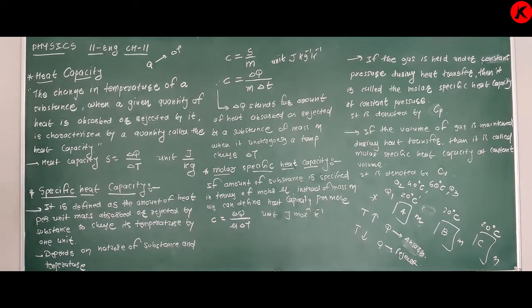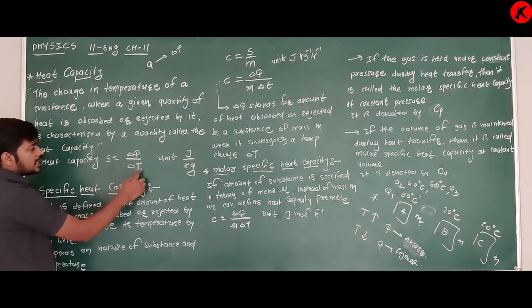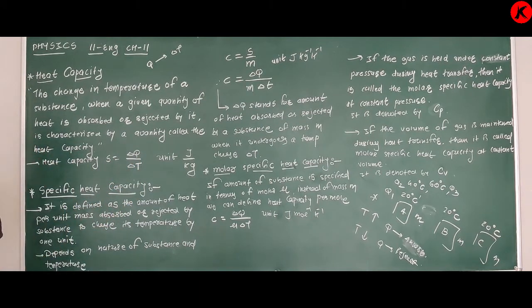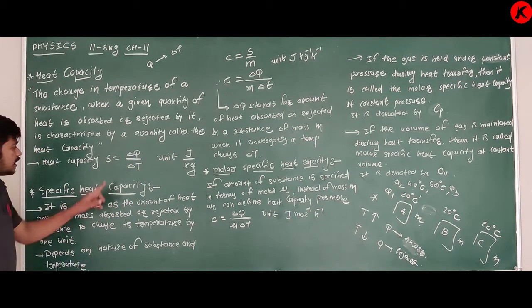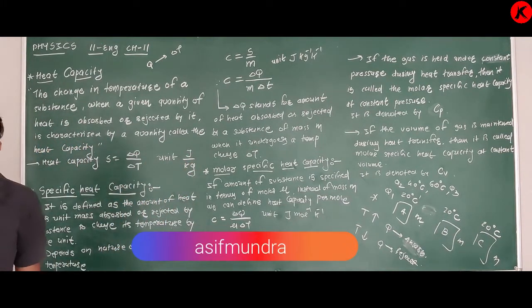So again, what is the definition? The change in temperature of a substance when a given quantity of heat is absorbed or rejected by it is characterized by a quantity called heat capacity. Heat capacity is defined as the amount of heat absorbed or rejected per unit temperature. Its unit is joule per kg.